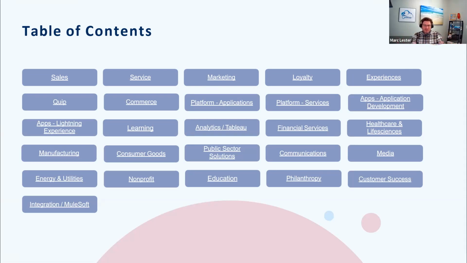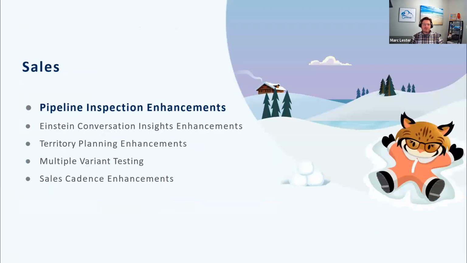Again, I had 131 slides worth of these topics to run through to try to narrow it down. Hopefully I did a good job and you guys will find the topics that I chose to be helpful to you. So the first thing is regarding sales. There really were 5 enhancements that they had available for me to talk about. First one was pipeline inspection enhancements, which is what I will be talking about today.